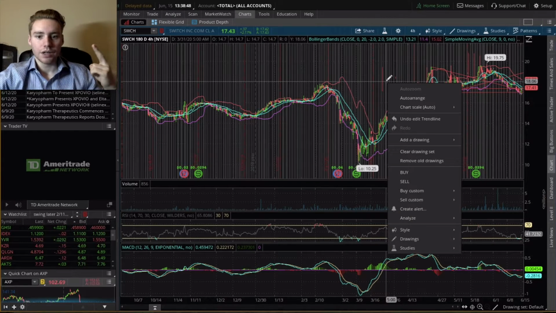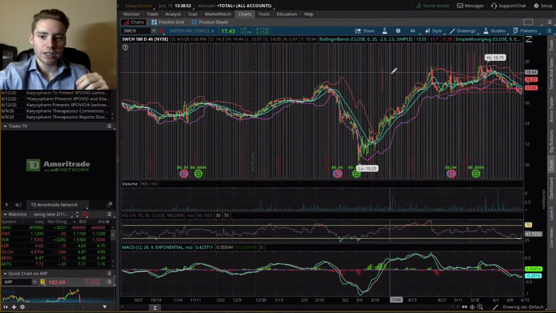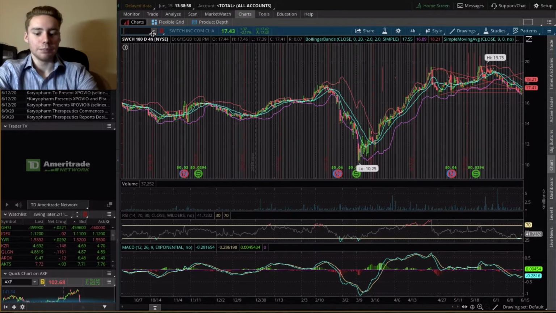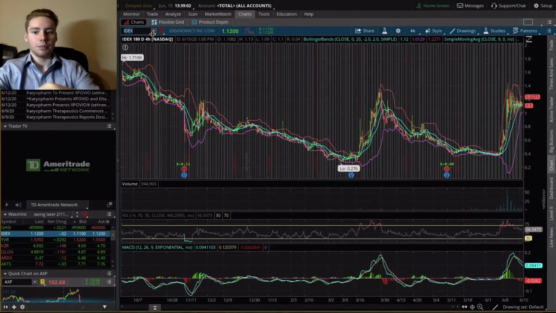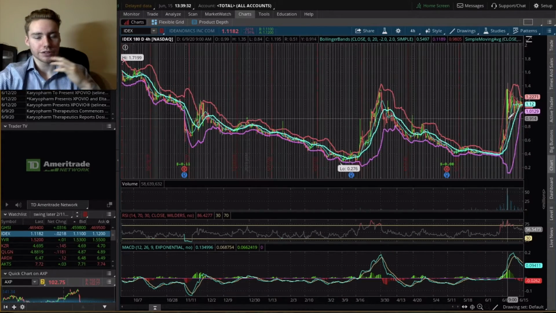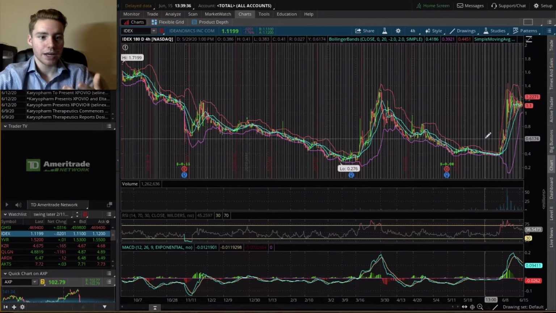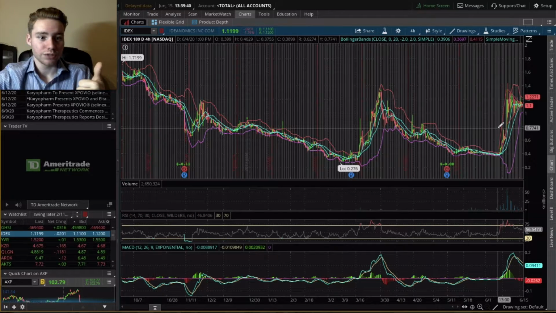Number two, you do not want to confuse these symmetrical triangles with bull pennants. Now, a bull pennant here, this is a perfect example of a bull pennant. Again, we'll later do a video on bull pennants, bull flags, and other patterns of that nature. So stay tuned for that.